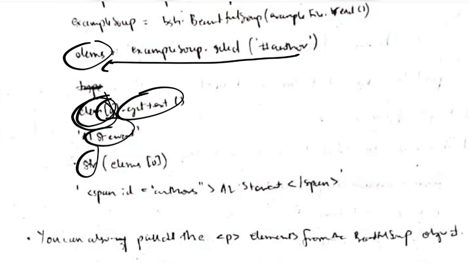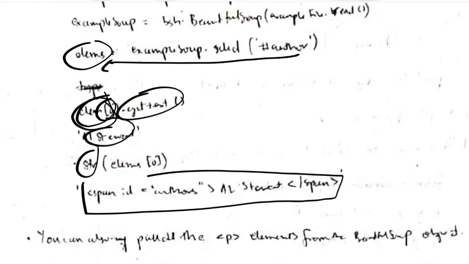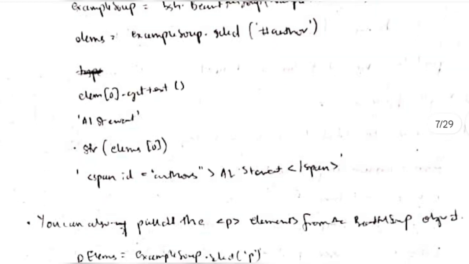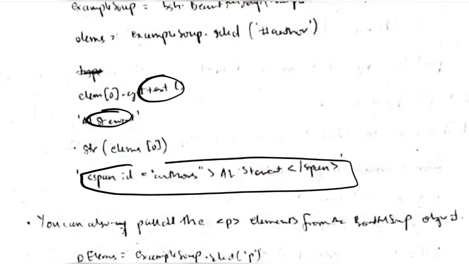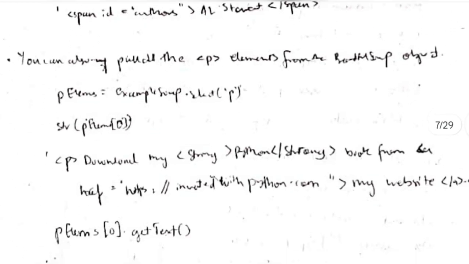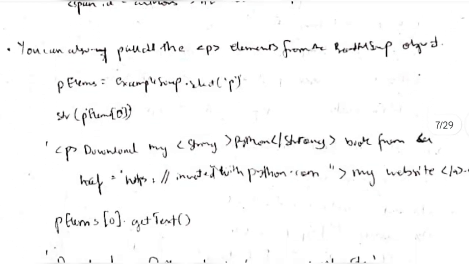Now if we print it in the form of a string, then the whole string will be printed, along with the tags. If you write getText, that will just print the text of it, else we will get the whole string. You can also pull the p tag elements from the Beautiful Soup object.